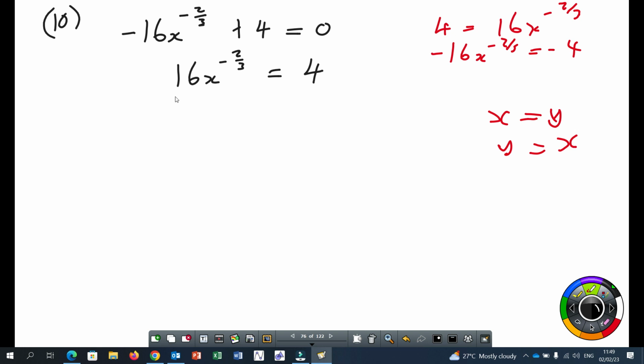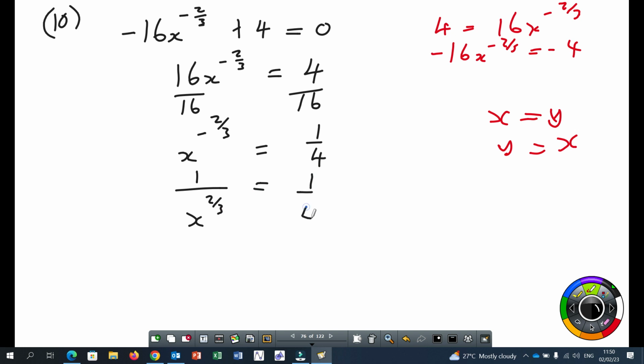The next thing, you can divide both sides by 16. Then you get x to the power of minus 2 over 3 equal to a quarter. Now, this exponent is negative, so I need to work with a positive exponent. So this becomes 1 over x to the power of 2 over 3 is equal to a quarter. Are you following there? Yes.